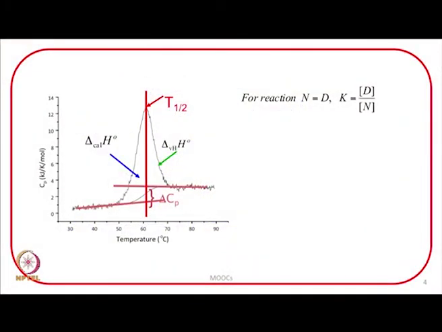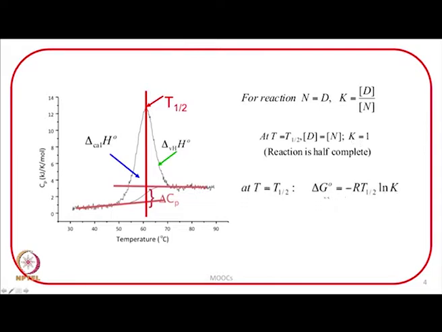What I discussed was, for this expression we just derived, that K will be equal to 1, and then delta G naught is minus RT log K, so delta G naught is 0. So for such a reaction which is two state, we can immediately say that at the temperature where the transition is half complete, delta G naught is 0.